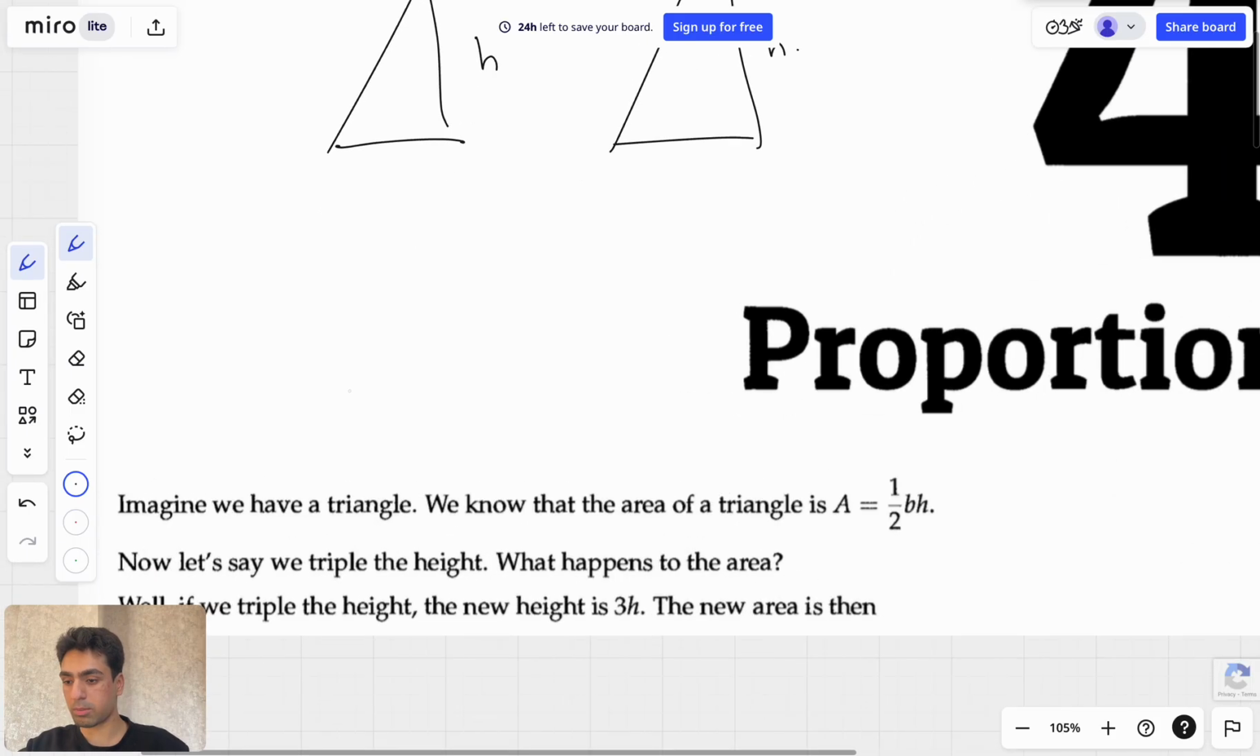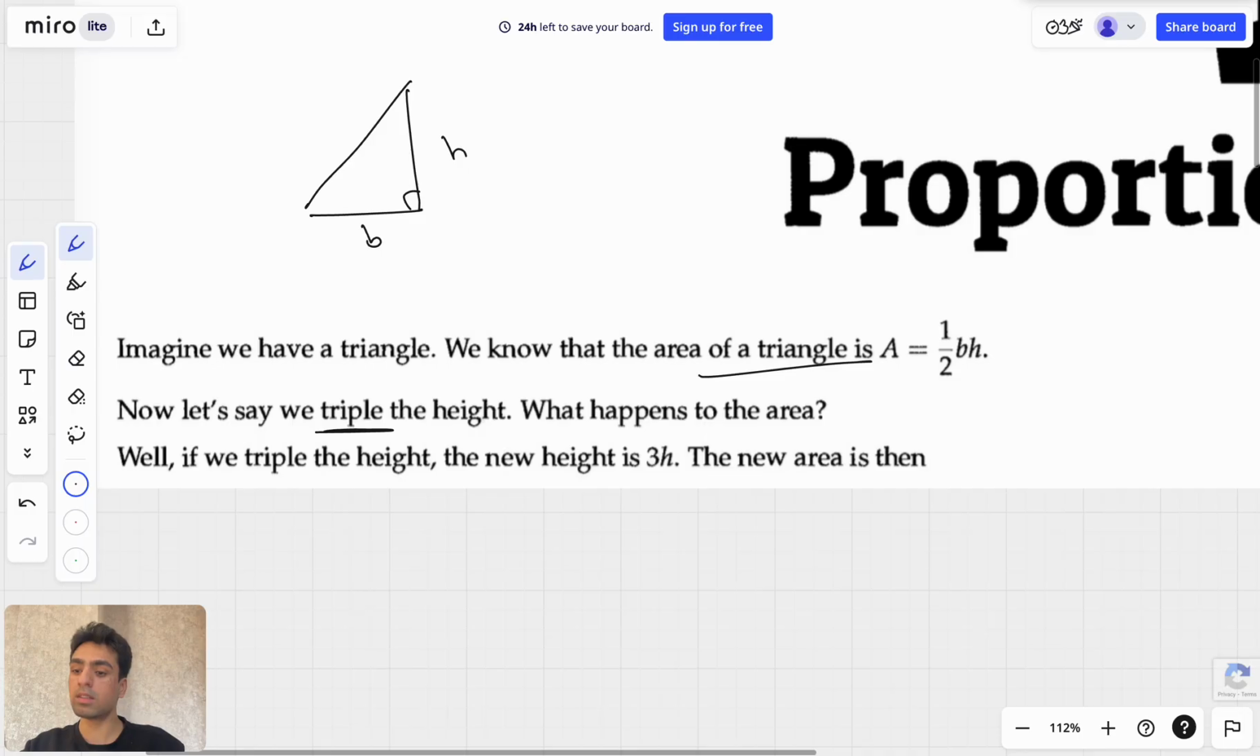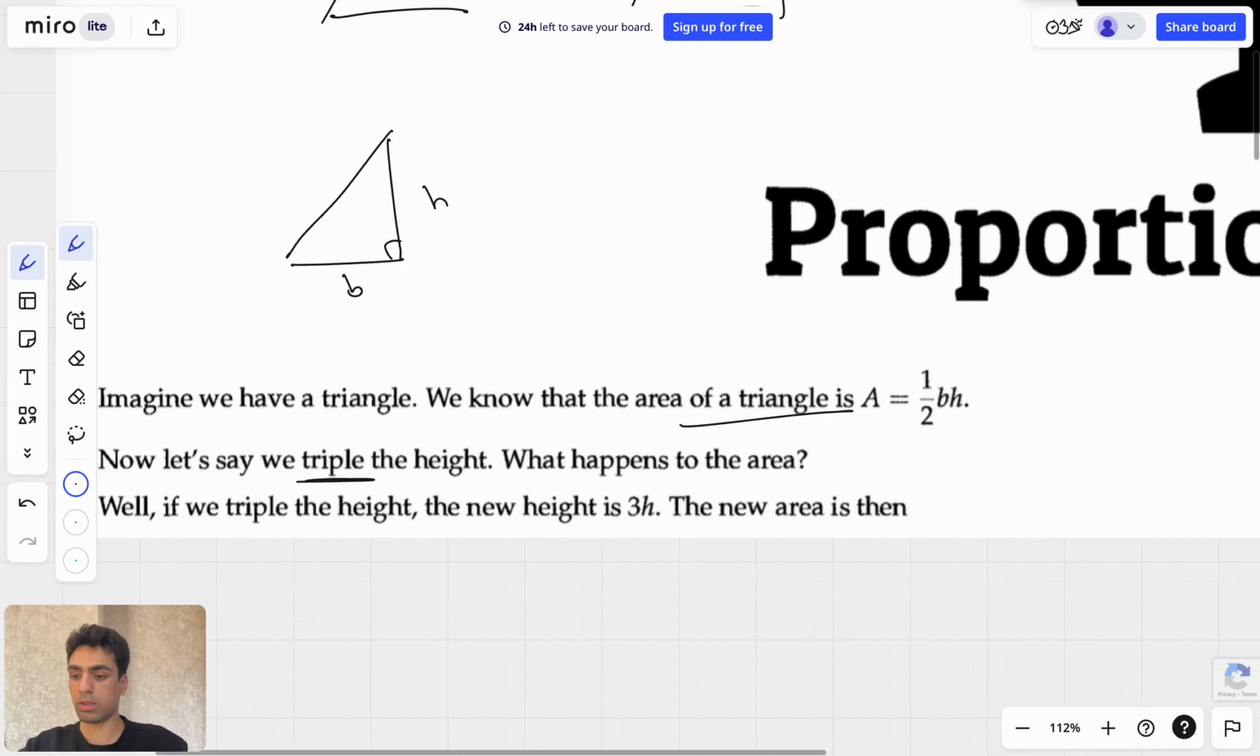Now, let's say we have a triangle, and we know that the area of a triangle is 1 over 2 base times height. So you have a triangle, you have the base, and you have the height. If you triple the height, how is that going to affect the area? So you have the original triangle, and then you triple the height of this triangle.